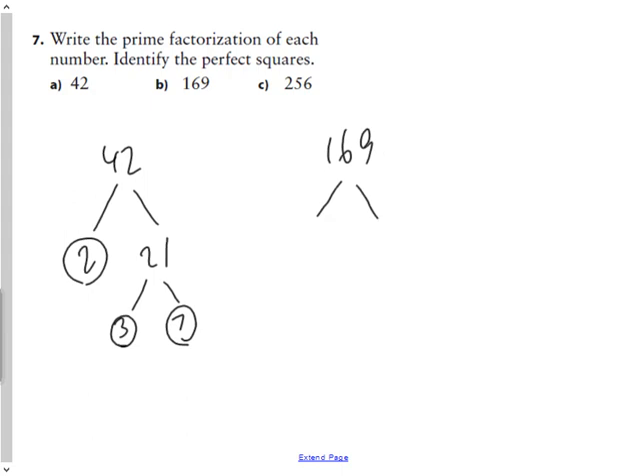169 is the hardest one, I think, in the world to factor because people are like, I don't know what divides into 169. And the reason why it's hard is because it is a perfect square. 13 and 13 are both prime numbers, and therefore it is a perfect square because 13 times 13 is 169. It's very hard. And 256 is very cumbersome.